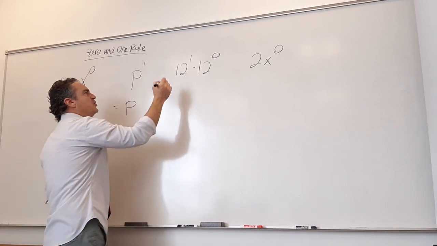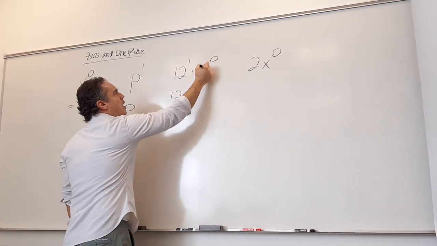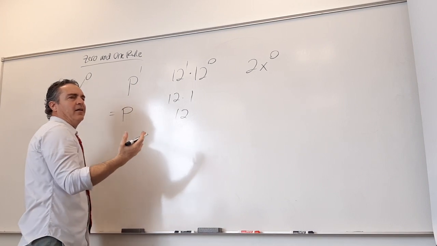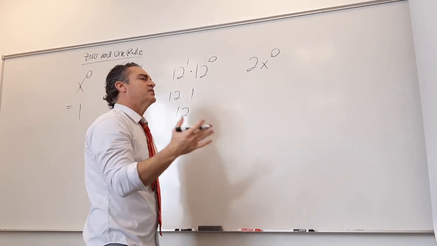Now look up here. What's 12 to the 1? 12. What's 12 to the 0? And 12 times 1 is? 12. Say woo if you got it right. Woo. Kind of cool. Okay? All right, check this out.